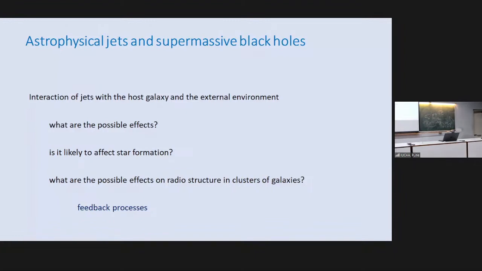These stars are going to form. Now, the interesting thing is, what do you think will happen? Do you think star formation will stop? Or do you think star formation will get enhanced? Or do you think there will be no significant effect? What do you think?